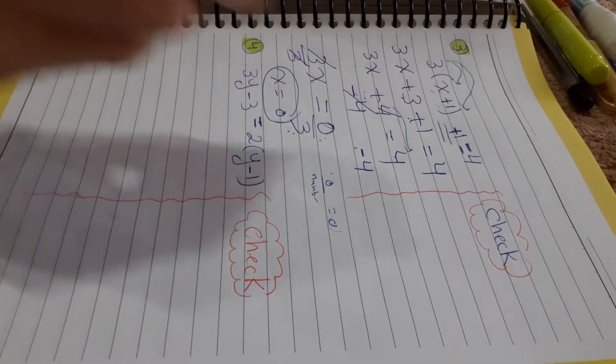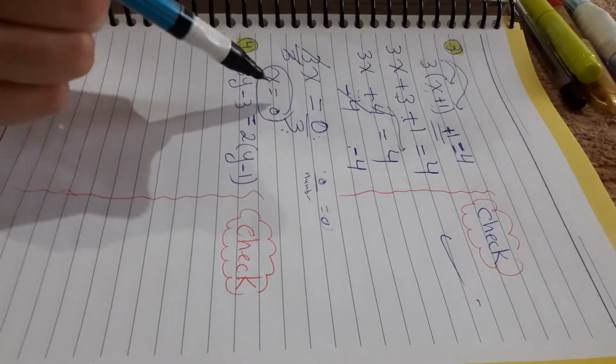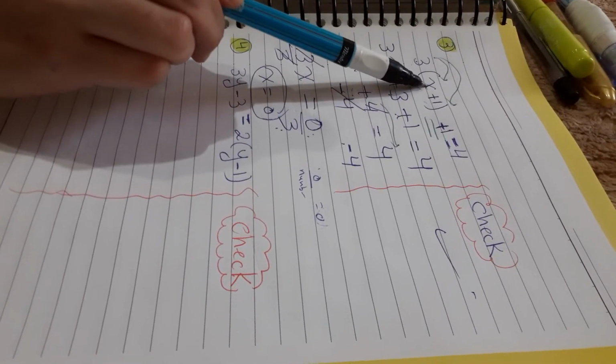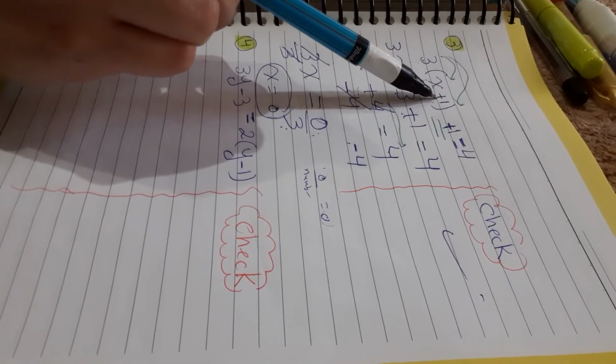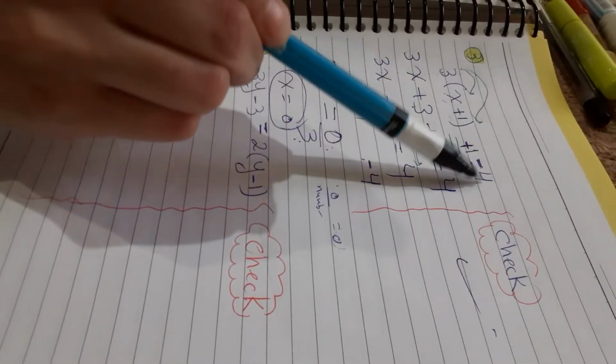To check your answer, homework, do it. If you substitute here, okay, I will do it mentally. If you substitute 0 instead of x, is it 4? So here 0 plus 1 is 1, 1 times 3 is 3, 3 plus 1 is 4. 4 equals 4. Yes.